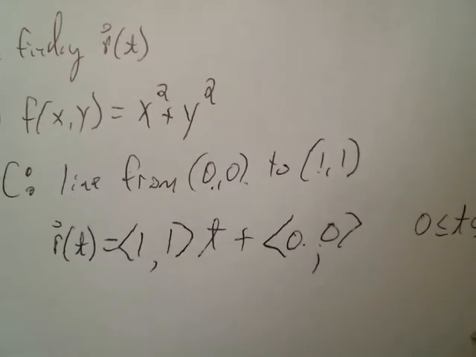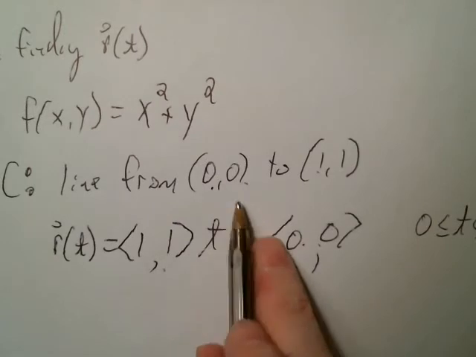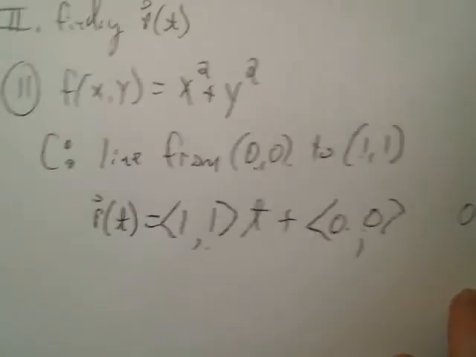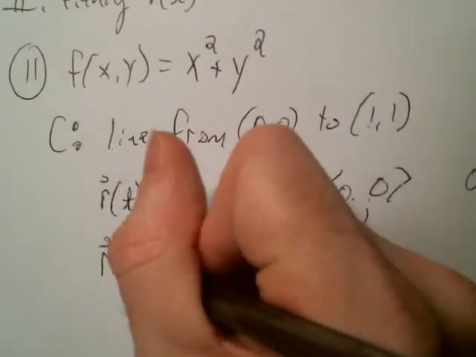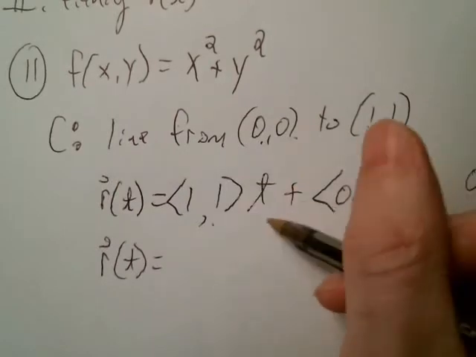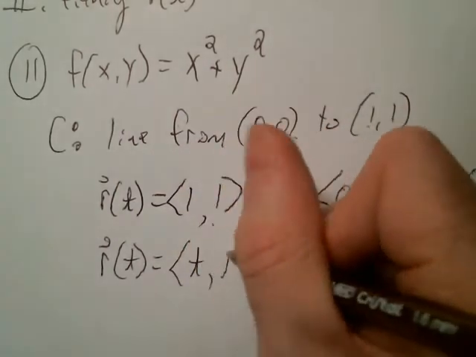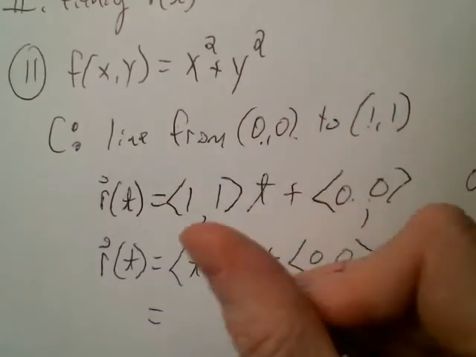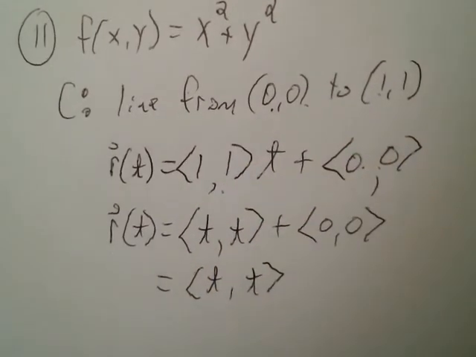And you can check it. You can plug in 0 for t, you get 0, 0. Plug in 1 for t, you get 1, 1. So it works. Okay. You probably want to clean it up because we're going to have to take the derivative of the thing and all that jazz. So, distribute the scalar. You get t comma t, and then plus 0, 0. And then if you add component-wise, you get t comma t. And that's our r of t.